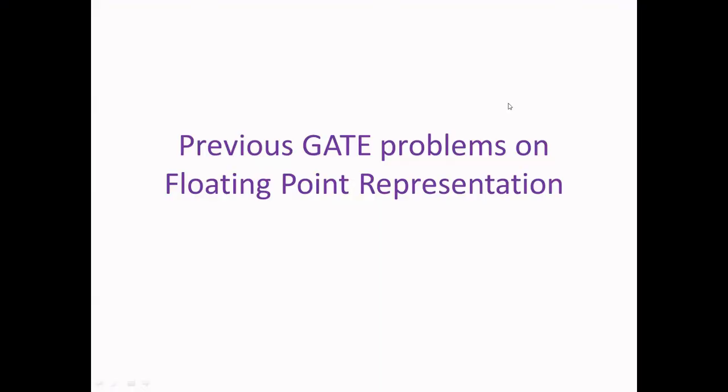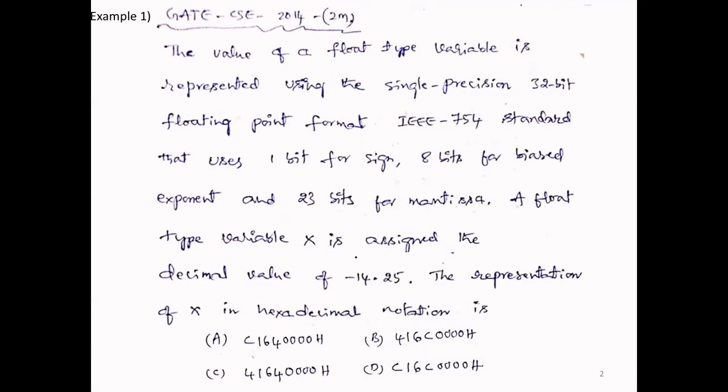In the last lecture, we discussed the concept of floating point representation. In this lecture, we are going to see the previous GATE problems on floating point representation. In this problem, they have given minus 14.25, a decimal value.